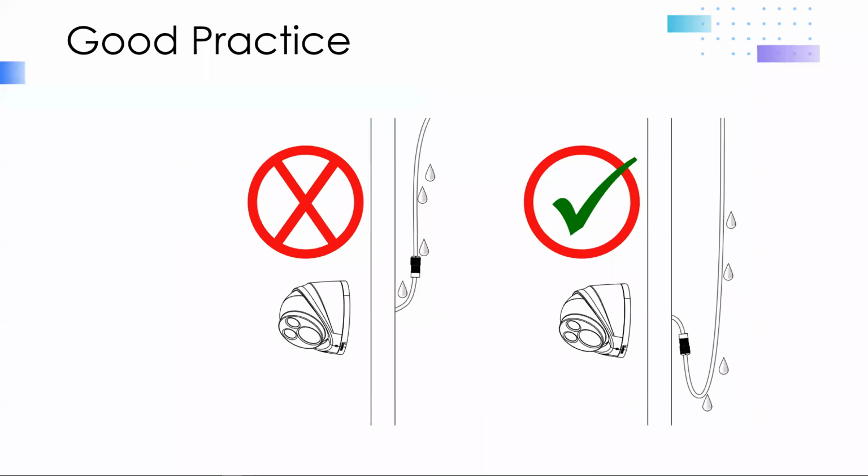It's also good practice to form a drip loop on the back end cable so moisture can gather into condensation and then form water droplets and run along that cable. This drip loop is going to ensure that no water gets into that camera.